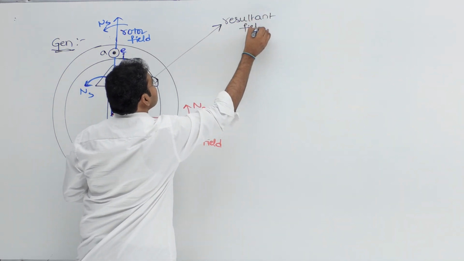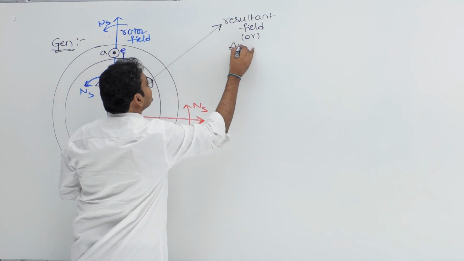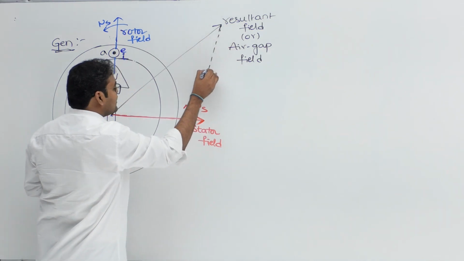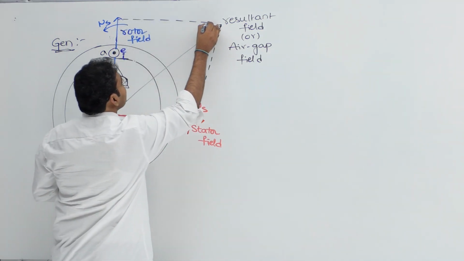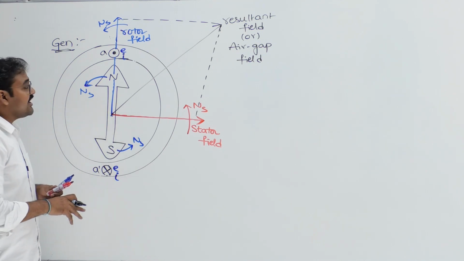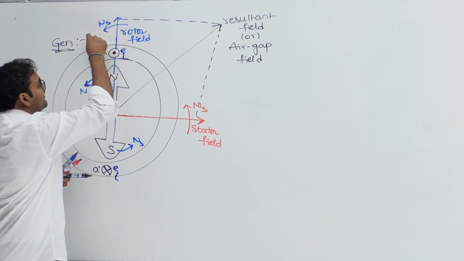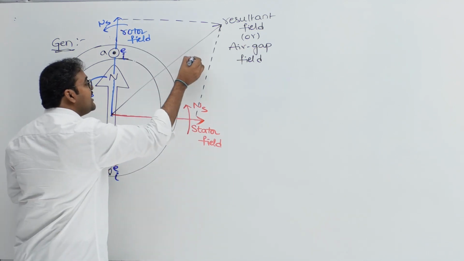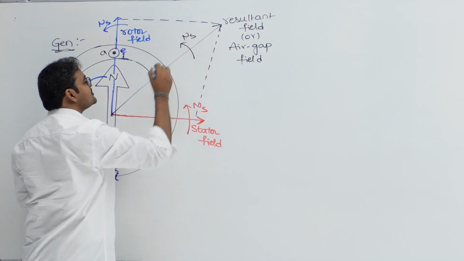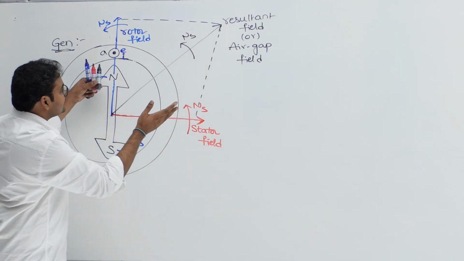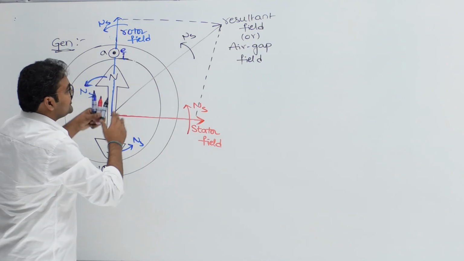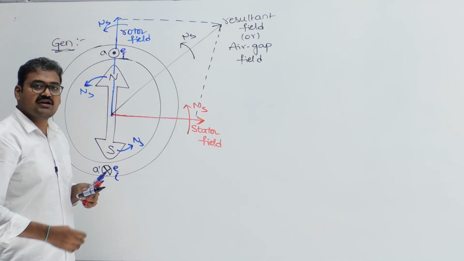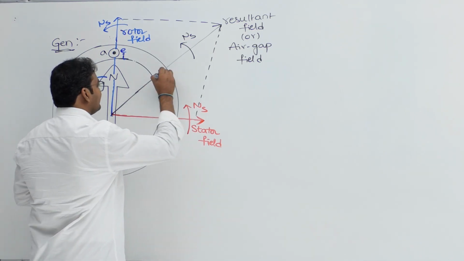This resultant field is also called the air gap field. It is the vectorial summation of stator field and rotor field. Now you tell me, rotor field is rotating with synchronous speed, stator field is also rotating with synchronous speed, then air gap field will also rotate with synchronous speed, because air gap field will always be between rotor field and stator field. Therefore, if both of them are rotating with Ns, then air gap field will also rotate with Ns speed. Okay, this is air gap field.